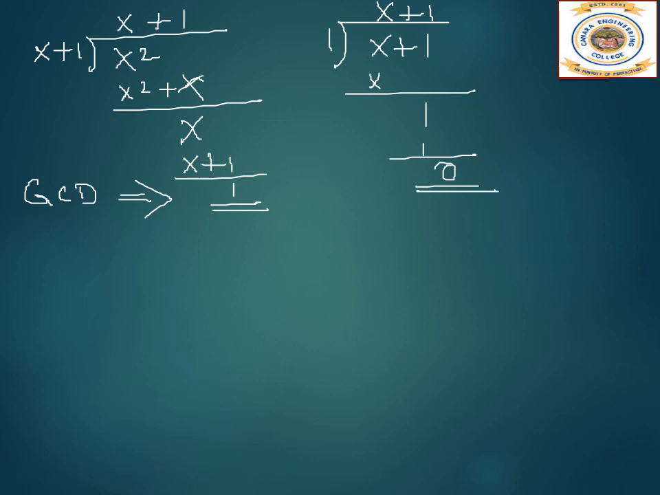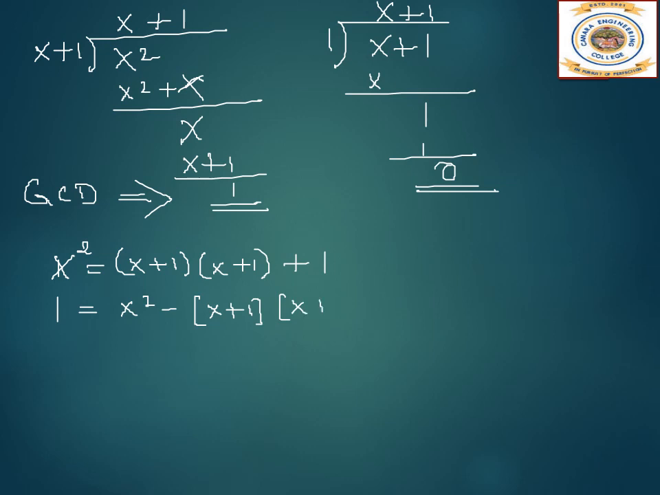So now let us go here. From this step we have to write. Okay. So what is x here? So x square is equal to x plus 1 into x plus 1 plus 1. Now from the previous stage we know what is x plus 1. No, first let me write. So 1 equal to x square minus x plus 1 into x plus 1.